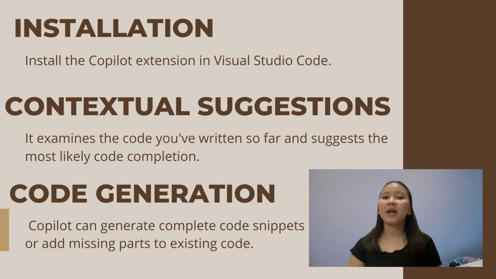Contextual suggestions. As developers start typing, Copilot leverages machine learning models trained on billions of lines of code to provide contextually relevant suggestions. It examines the code you've written so far and suggests the most likely code completion.